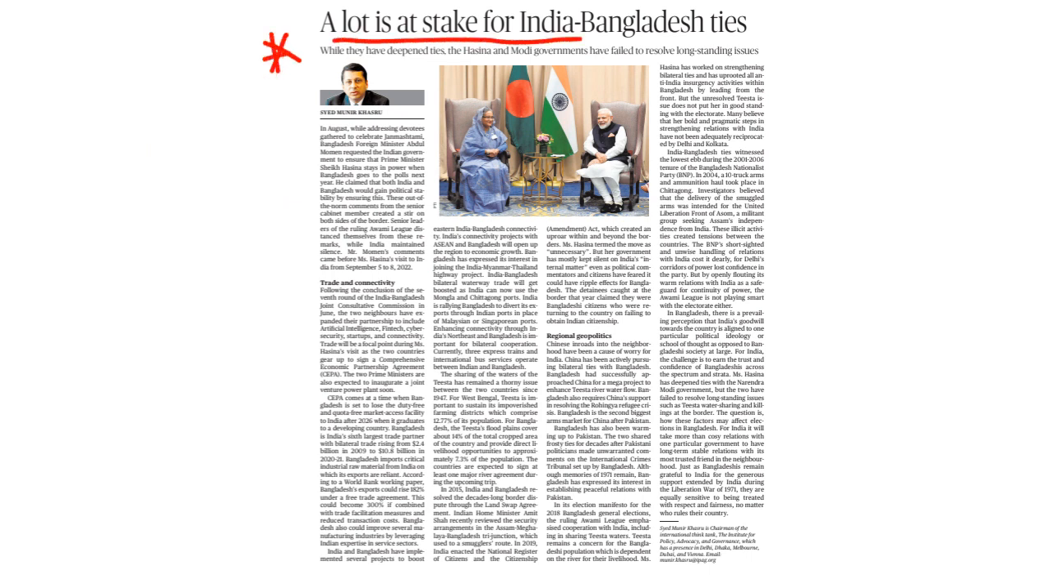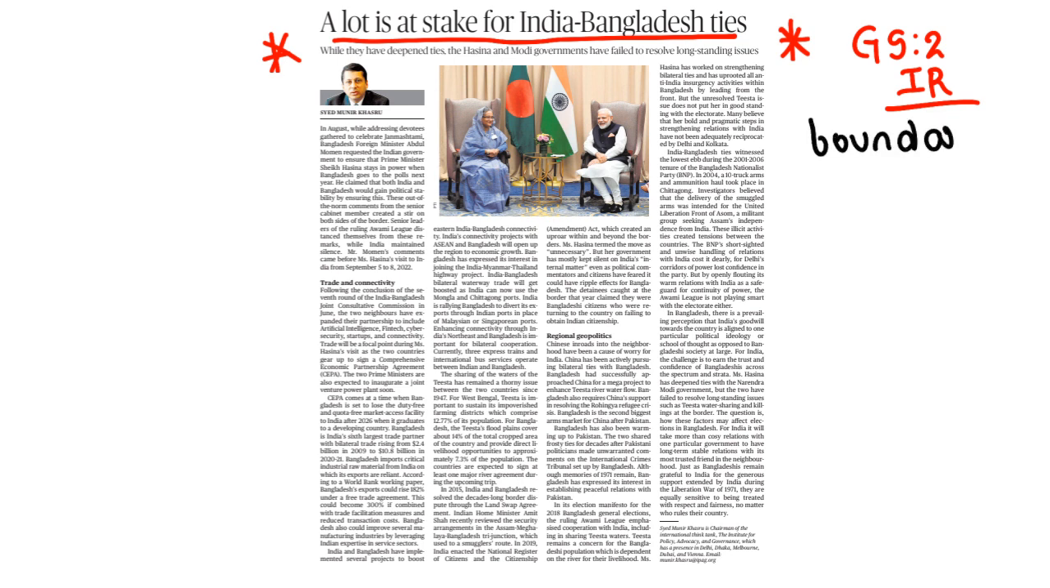See, this is an important editorial article: A lot is at stake for India-Bangladesh ties, clear? So here the article is very important from the GS2 international relations perspective, clear? The title itself says that between India and Bangladesh we not only have common boundaries, but Bangladesh is part and parcel of the whole subcontinent India, clear?